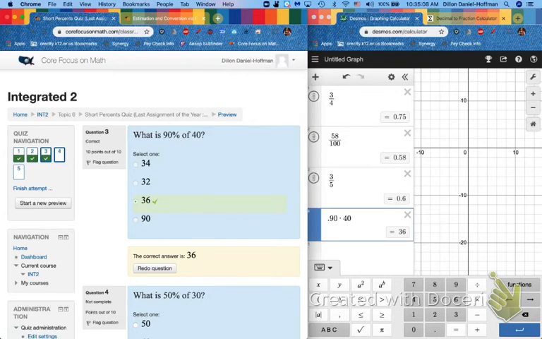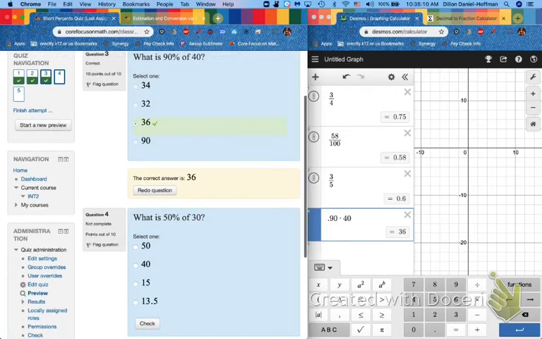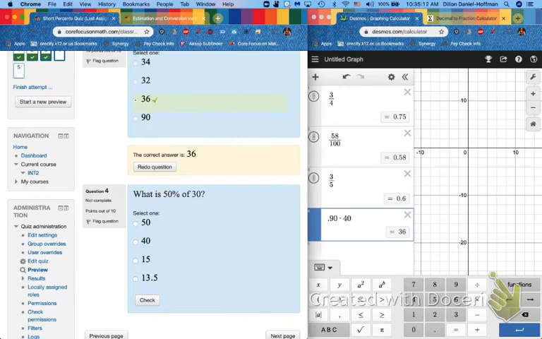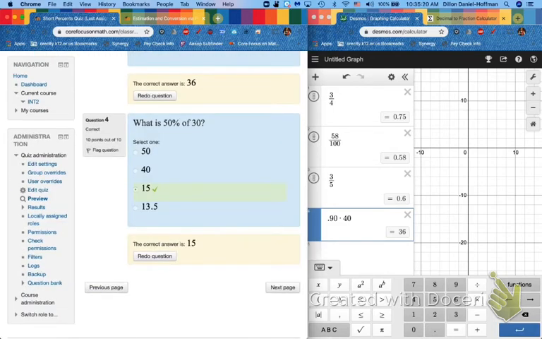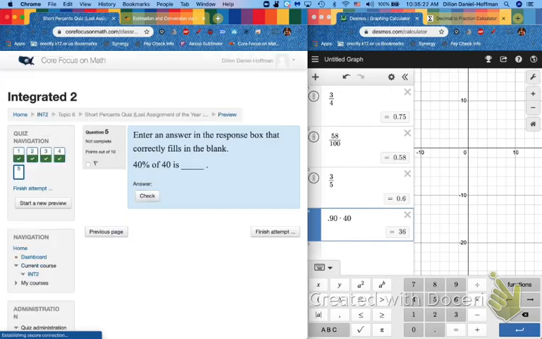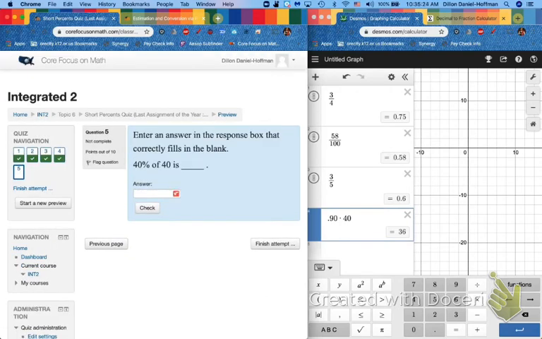All right, hopefully that's enough time. 0.50 times 30, or 5 times 3, ignoring the zeros, ignoring the percent, it's 15. Bam. Mathematical stud. Getting it done. And finally, 40% of 40. It's the old Wendy's 4 for 4. Ignore the zero, ignore the zero, ignore the percent. 4 times 4, 16. Done.